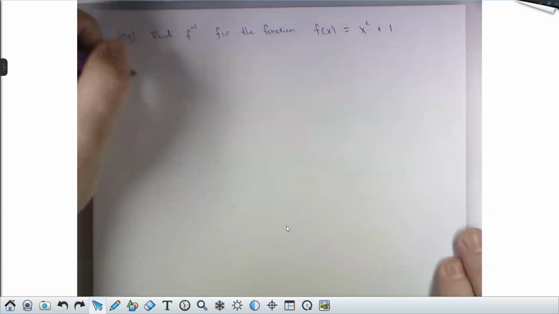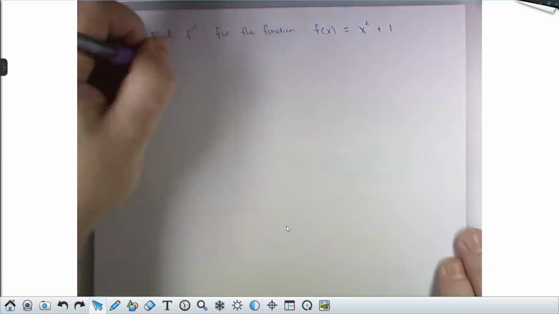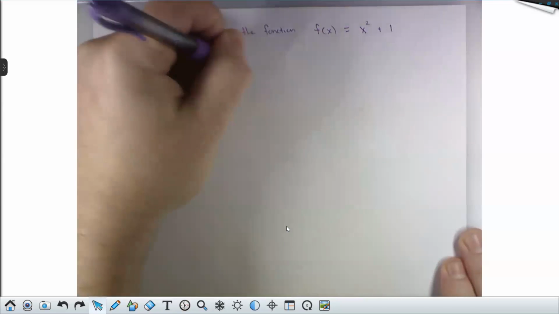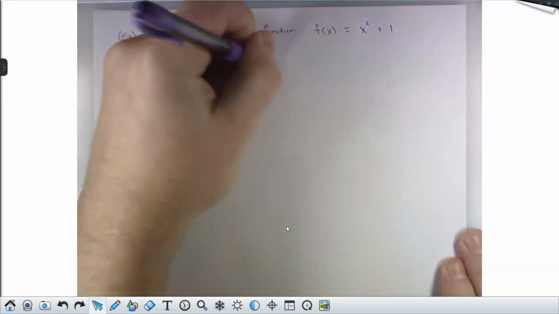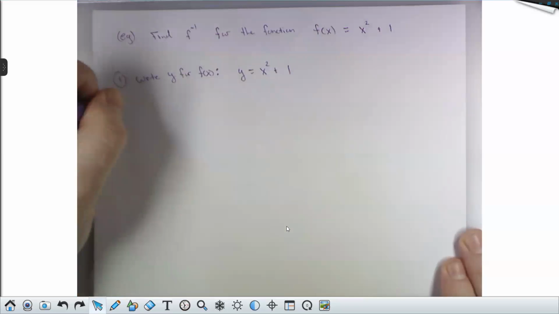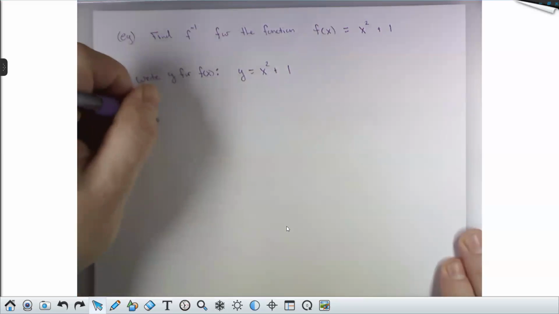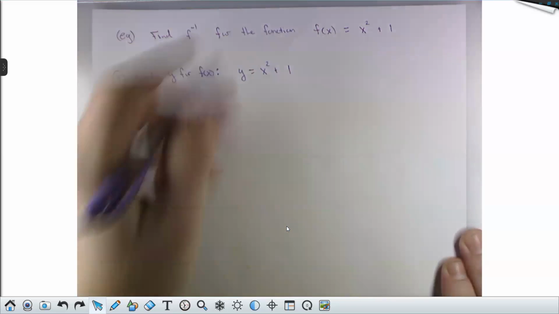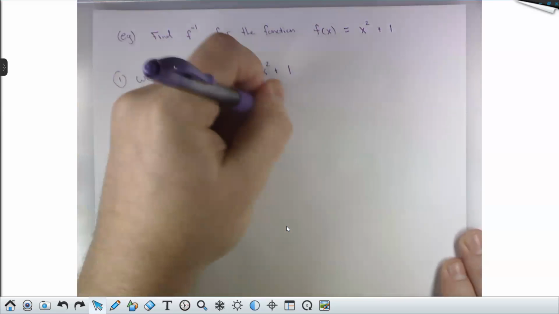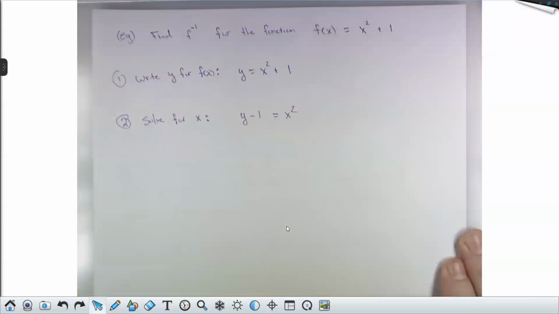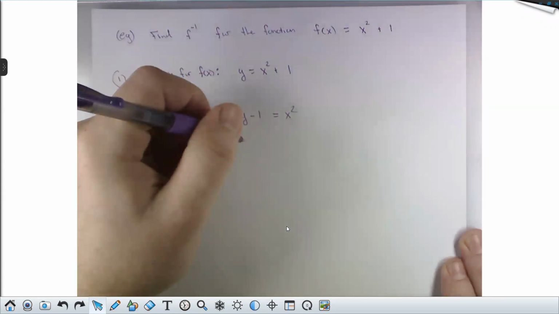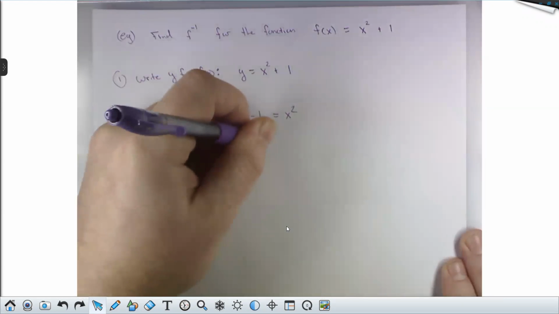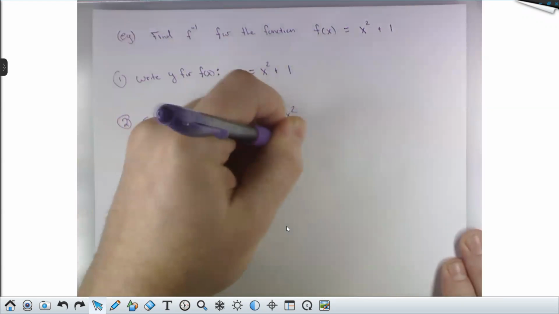First, we're going to write y for f of x. So that would look like y equals x squared plus 1. And then we're going to try to solve for x. So here I would subtract the 1 over, giving me y minus 1 equals x squared. And then I would take square roots on both sides, and that'll give me plus and minus the square root of y minus 1 equals x.